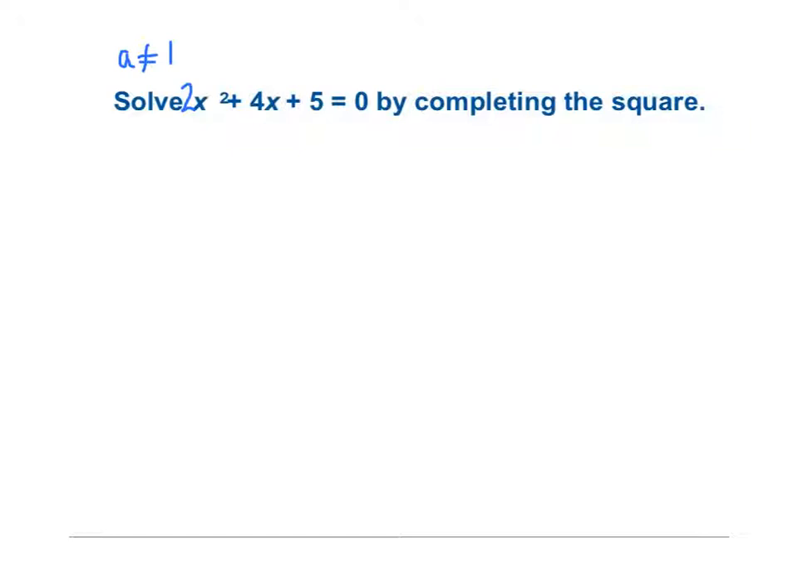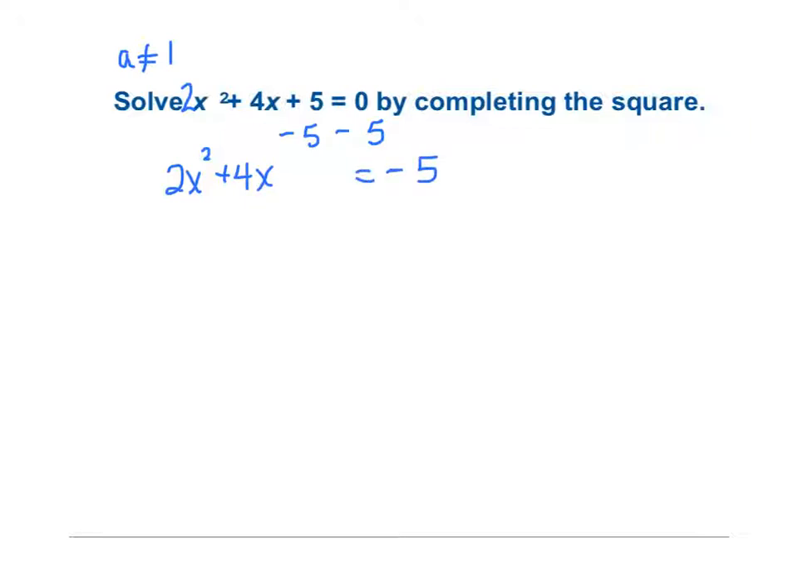Okay, so if you have one of these where a is not equal to 1, the first coefficient is not equal to 1, then you actually have to add another step here. I'm going to demonstrate what that looks like, and then we'll work a bunch of these in class. The first thing you're going to do, just like you've been doing before, is subtract 5 to the other side. Then I have 2x squared plus 4x is equal to negative 5.